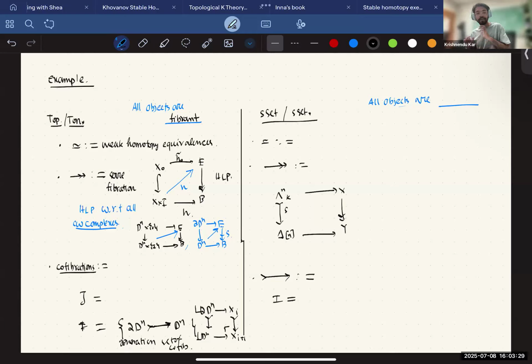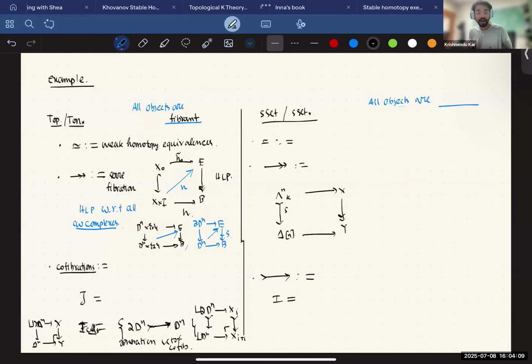So if I take this generating set and take all possible iterated push outs and all possible retracts, you get the set of cofibrations for topological spaces. This is a big feature of topological spaces. These are called I cells, or I cell complex, or I cell map. I forgot what it's called. So what I mean by that is that this map X to Y can be obtained by this push out of this diagram or its retract. That's all it means. And that is your I cell.